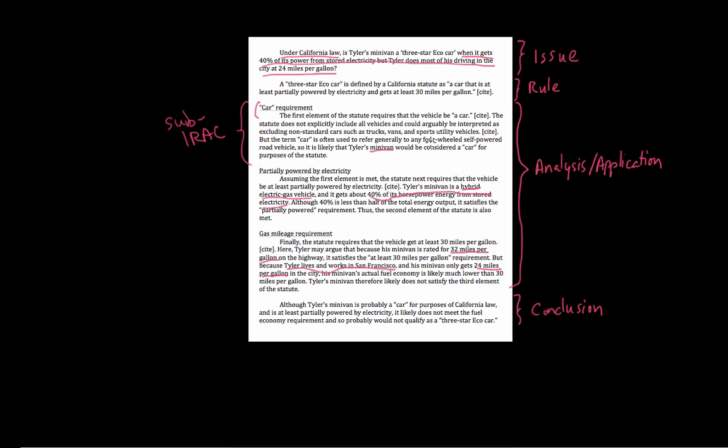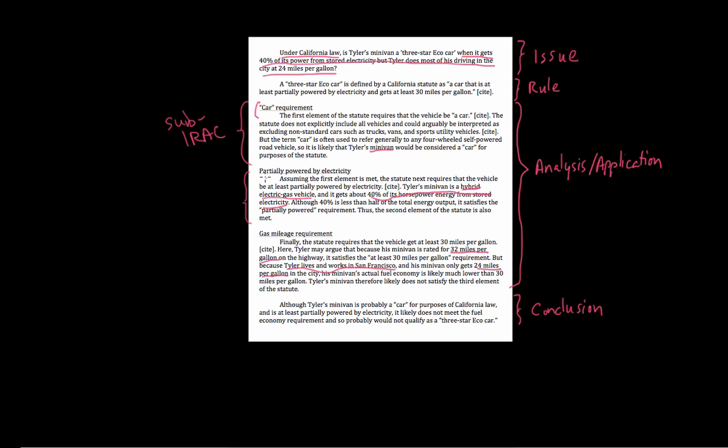Right? The fact that it is a four-wheeled self-powered road vehicle. And so this really is its own IRAC. It is a sub-IRAC. It's its own analysis for this sub-issue. We have another sub-IRAC for our second element.